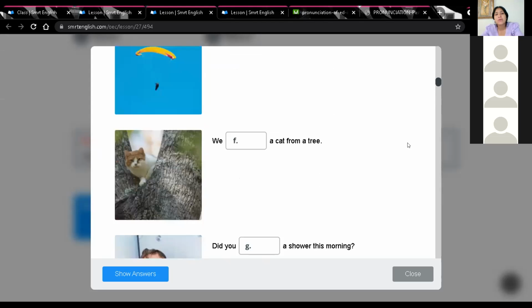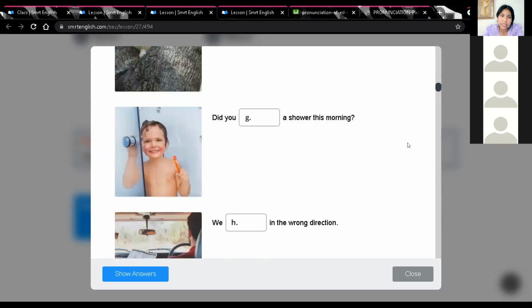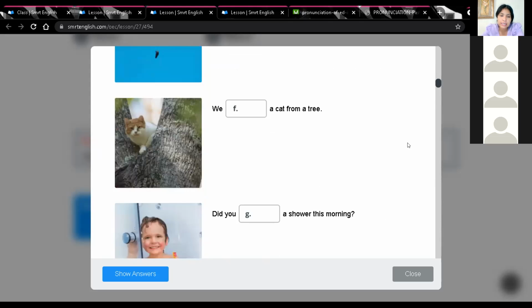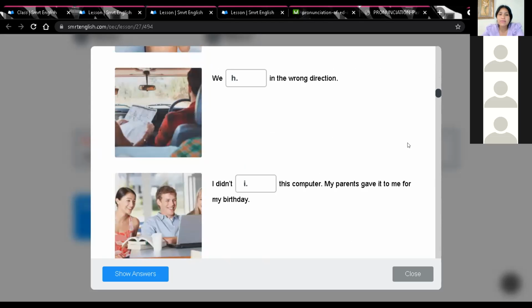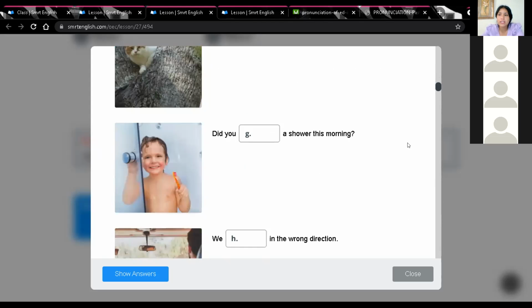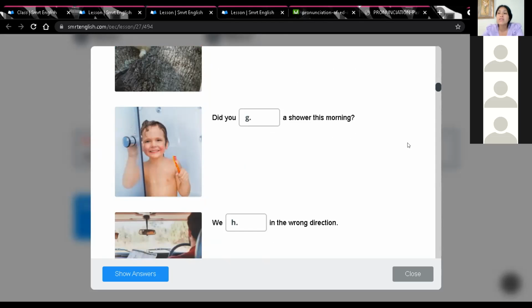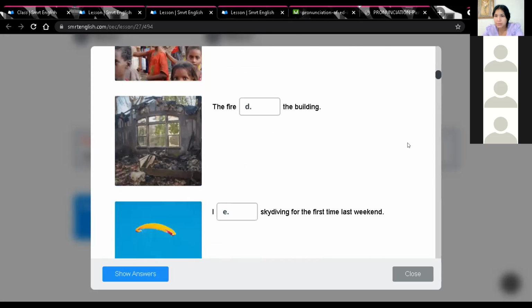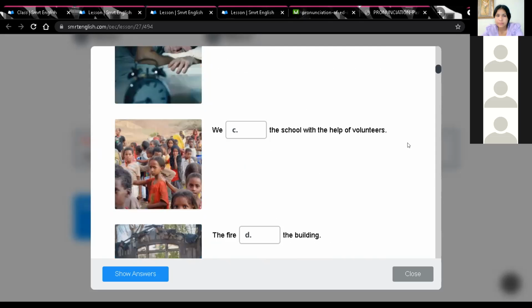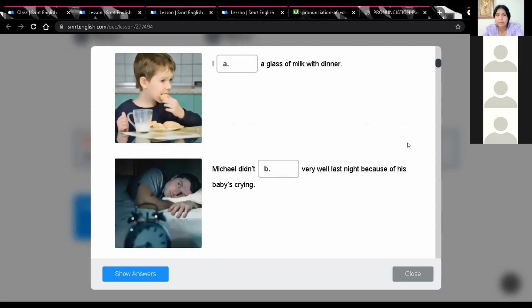Remember, for example, here in letter G and in letter I, we have this one in negative and then we have this one in interrogative. Remember, when we have did or didn't, we have to take the verb into its original form, which means that I'm not going to add ed. So choose the verb, complete it, and tell me when you're ready so we can check your answers. Is it clear? Yeah. Thank you, and please work on it.